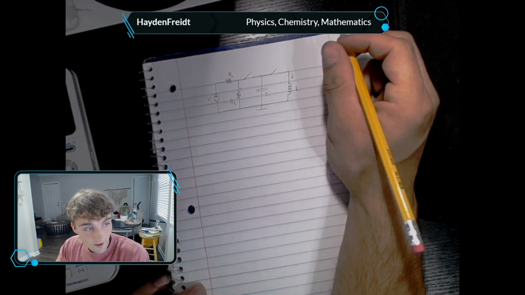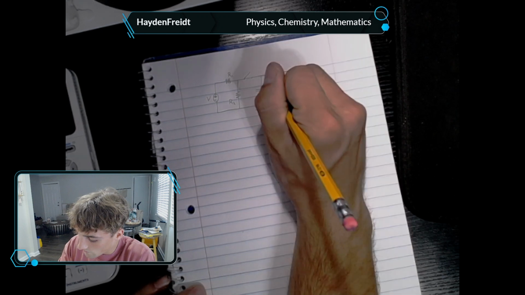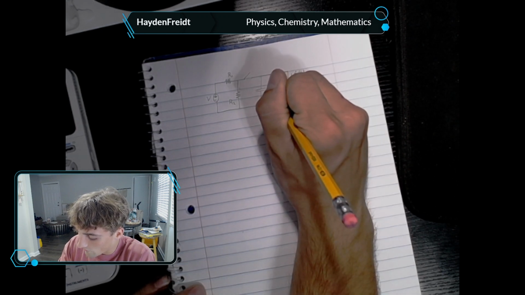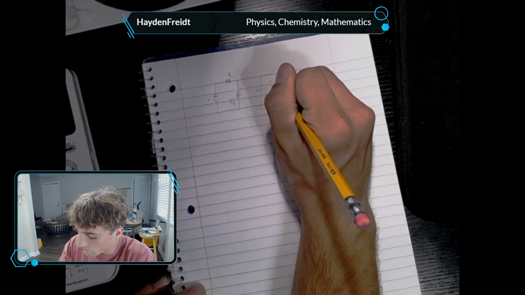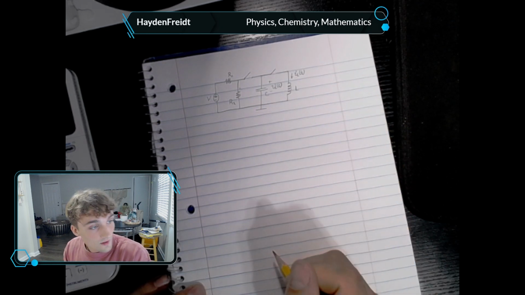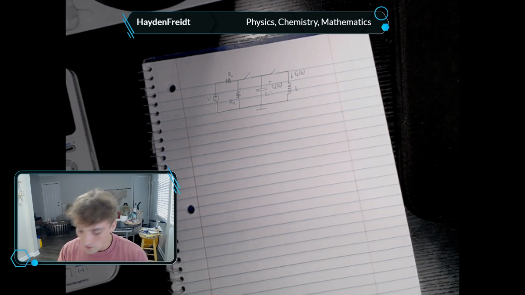Inductors are really defined by the current flowing through them. Capacitors are really defined by the voltage across them, Vc of T. Because of the way that they store energy, a capacitor stores energy in an electric field, and this has a relationship to voltage. And an inductor stores energy in a magnetic field, and this has a relationship to the current flowing through it.